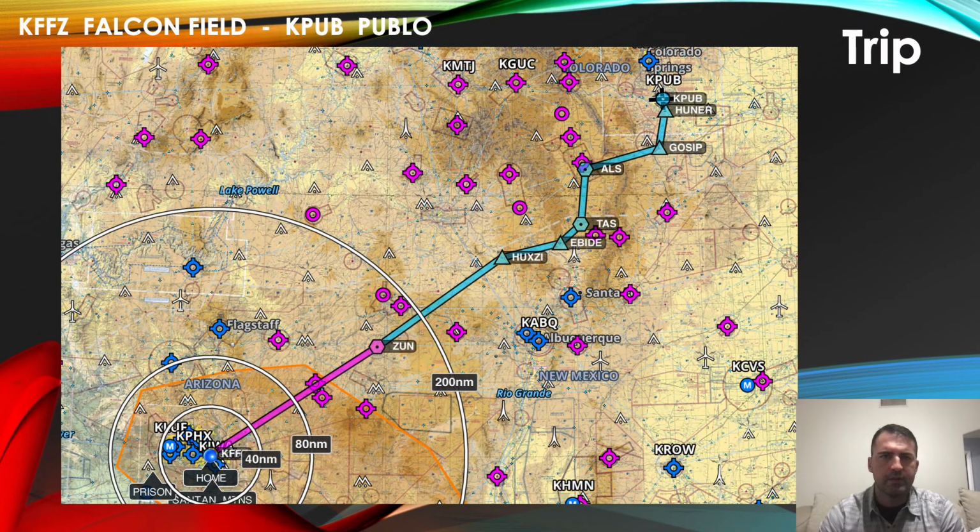All right, so I picked out this route, basically going from my home airport up to Pueblo, south of Colorado Springs and Denver. I picked it because of a fun little area right through here. It opens up a fun conversation for single engine stuff, and I'll be talking about some of the things involving that when we get into it.